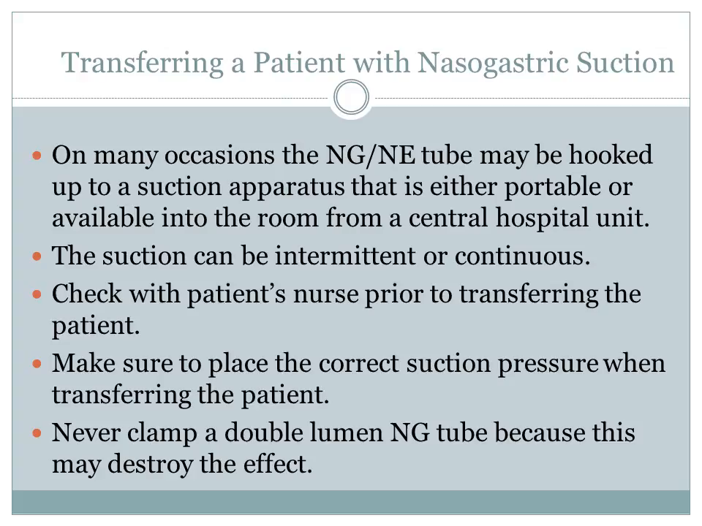Transferring a patient with a nasogastric suction. On many occasions, the NG or NE tube may be hooked up to a suction apparatus that is either portable or available in the room from a central hospital unit. The suction can be intermittent or continuous. Check with the patient's nurse prior to transferring the patient. Make sure to set the correct suction pressure when transferring the patient. Never clamp a double lumen NG tube because this may destroy the effect.